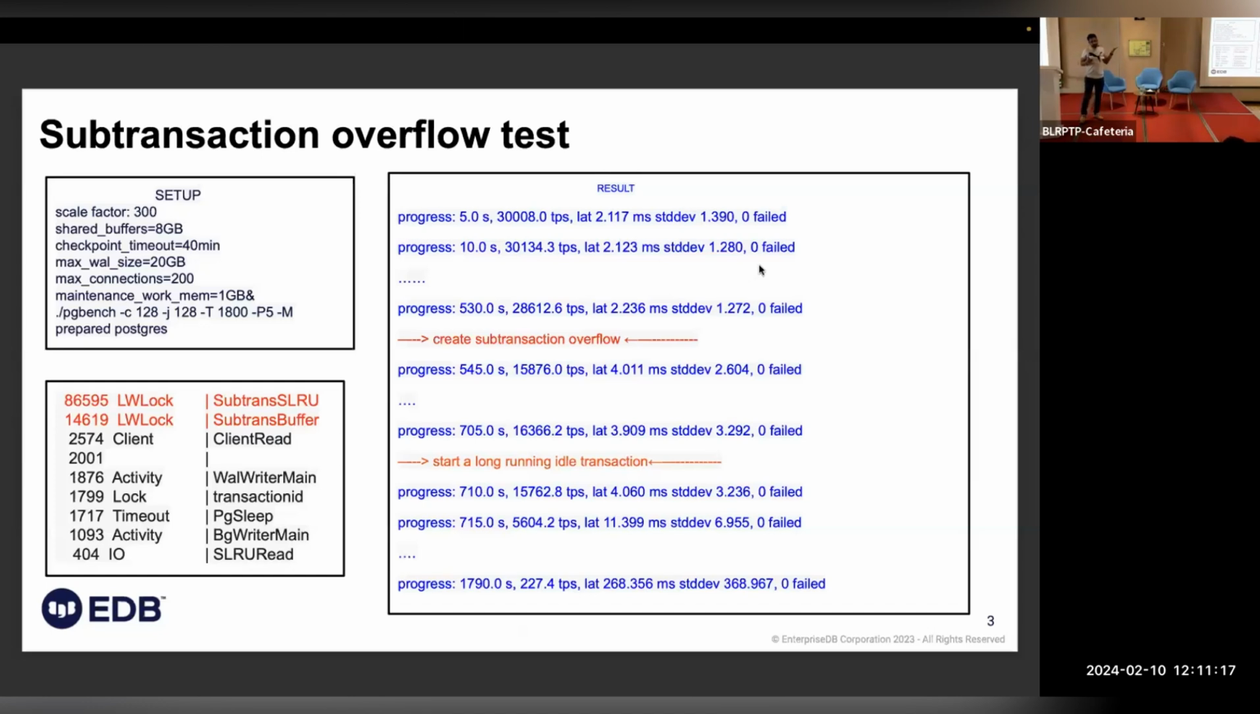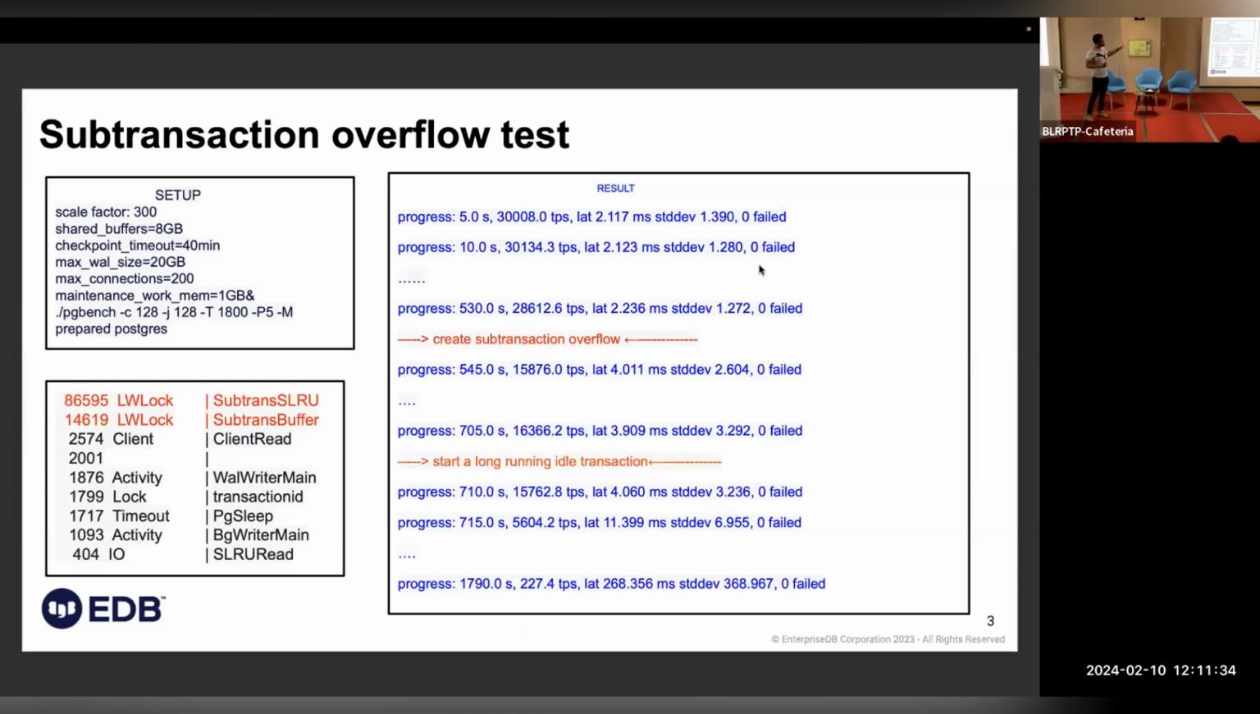Anybody who is aware of PostgreSQL internals gets a quick idea: okay, this is a problem of subtransaction SLRU lock contention or buffer level contention. What those contentions are, we will talk about in a later slide while going into the design of the SLRU. But as of now, that is sufficient.